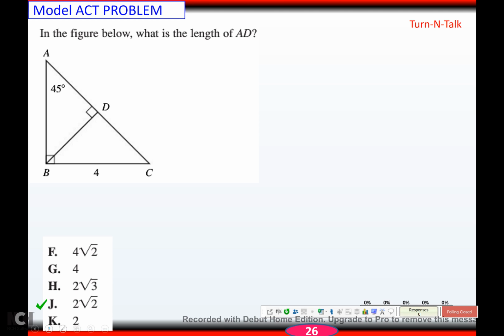Alright, in the figure below, what is the length of AD? So they're trying to figure out this length. Well, if that's 45 degrees, then that's 45 degrees, and that's a 45, 45, 90 triangle. I'm terrible at trying to draw things. Okay, so there's B, there's D, there's A. That's a 45, 45, 90.